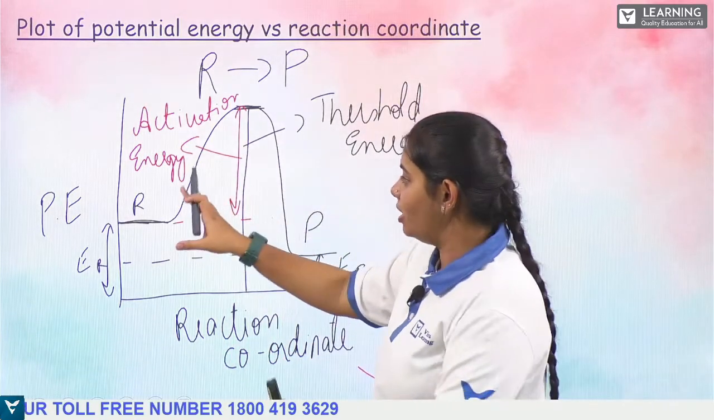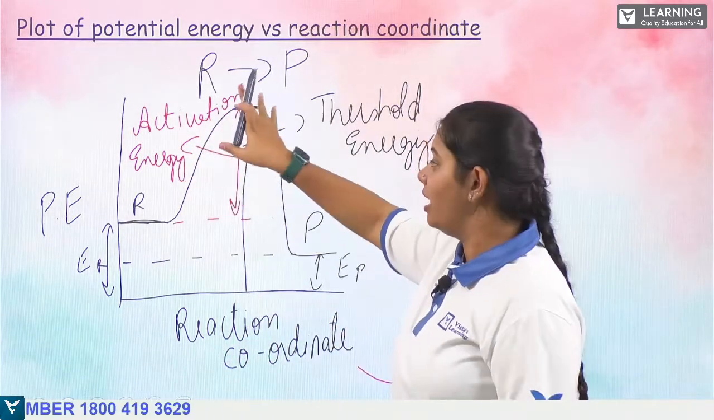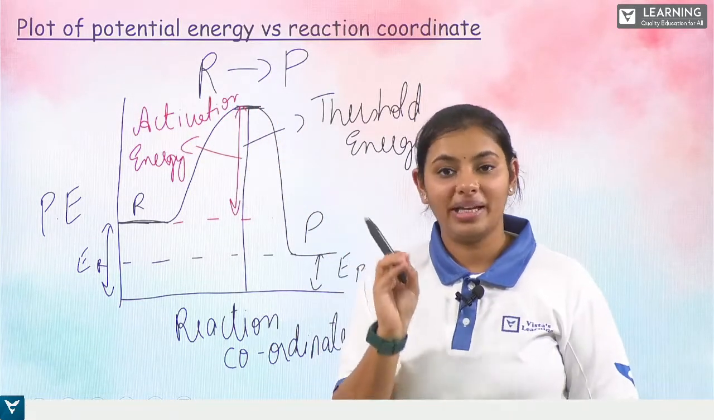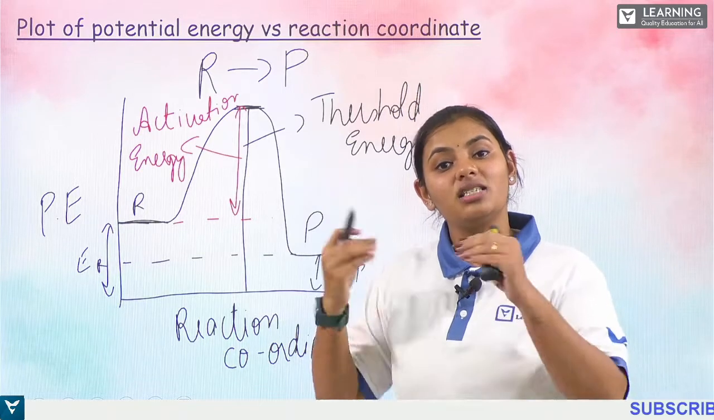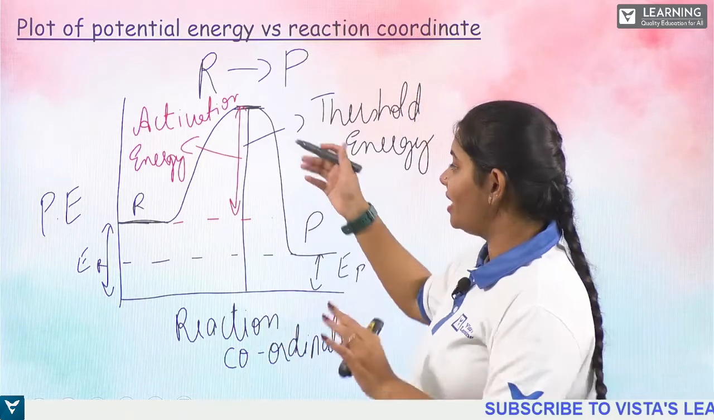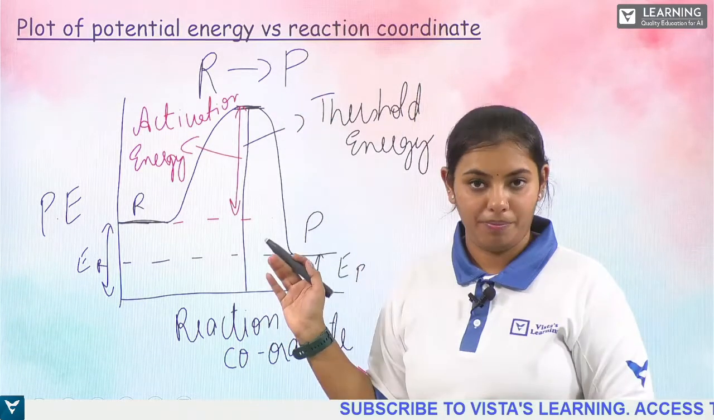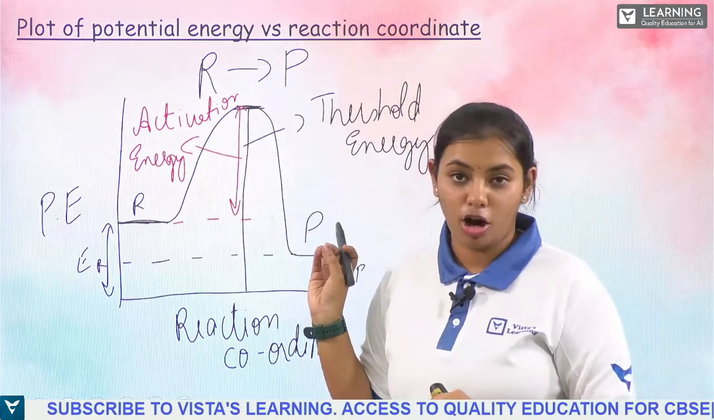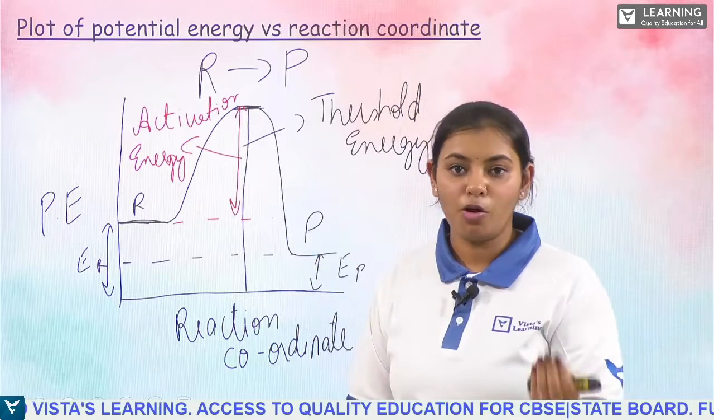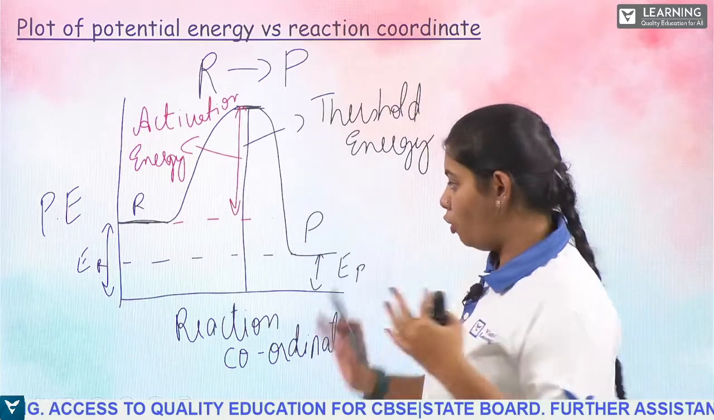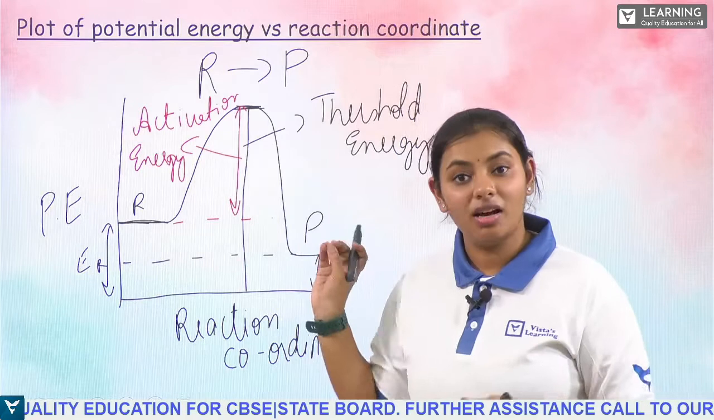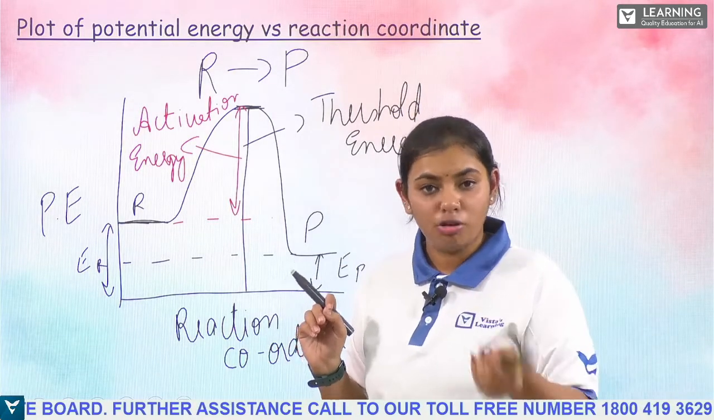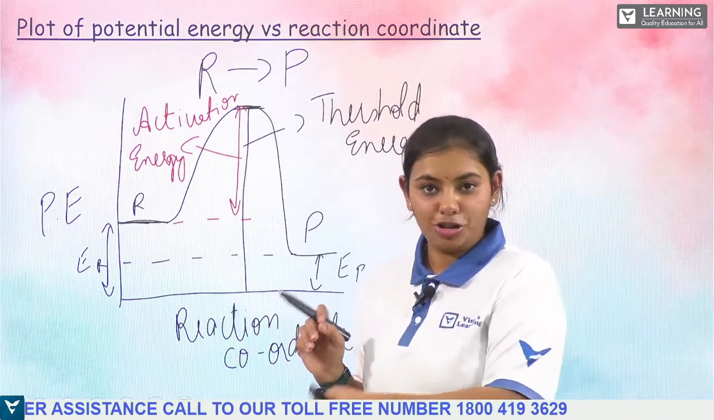So once the activation energy is provided, it forms an activated complex. Intermediate complex is being formed. Once the intermediate complex is formed, then it is easier for it to form the product. This is how we plot the potential energy versus reaction coordinate graph, where we understand about activation energy. I hope this entire graph is clear, as well as the concept of what exactly activation energy is and how it plays a crucial role for any reaction to take place.